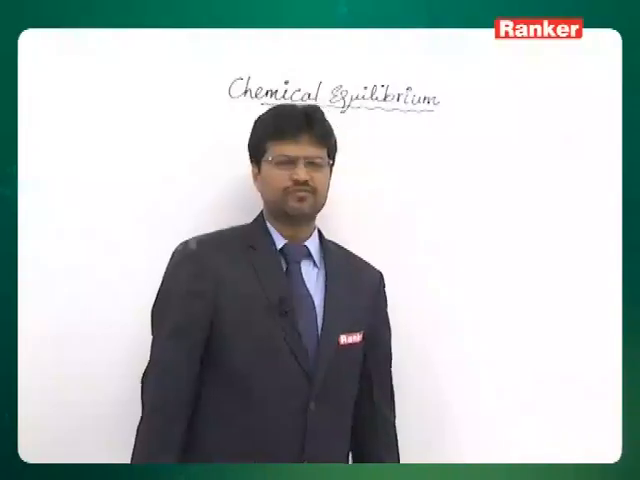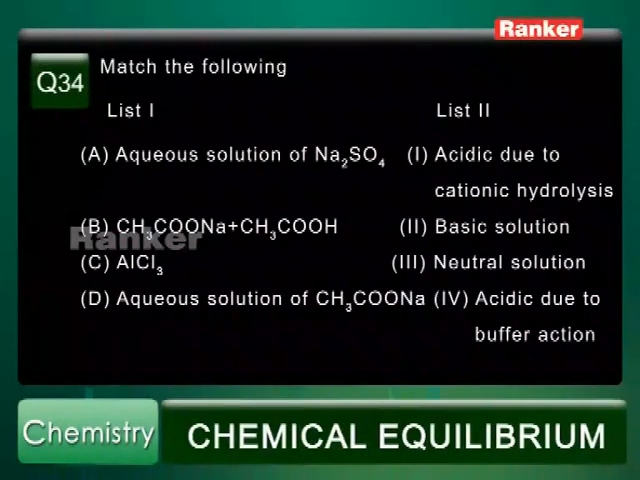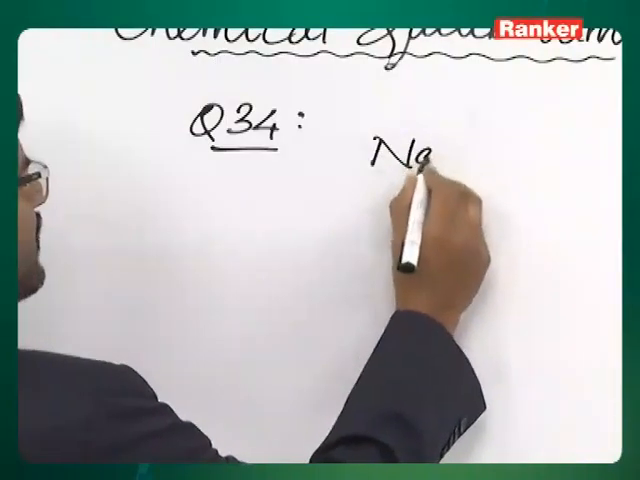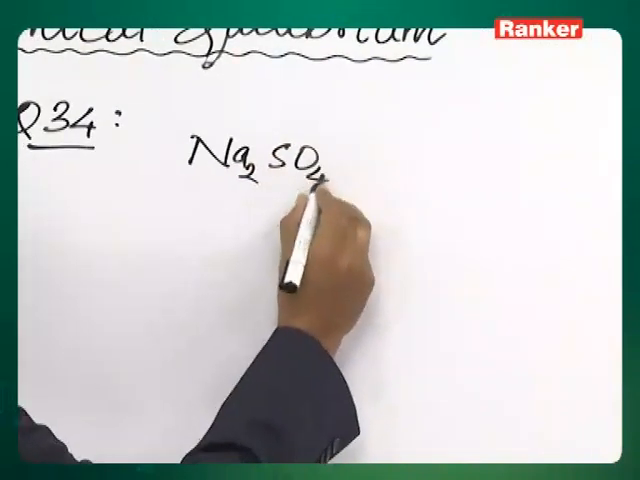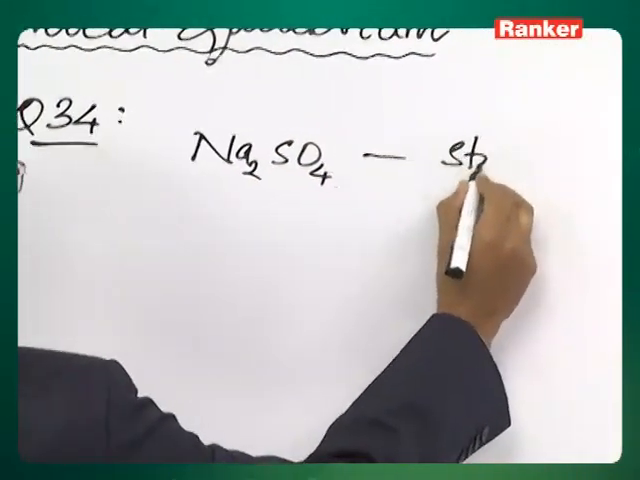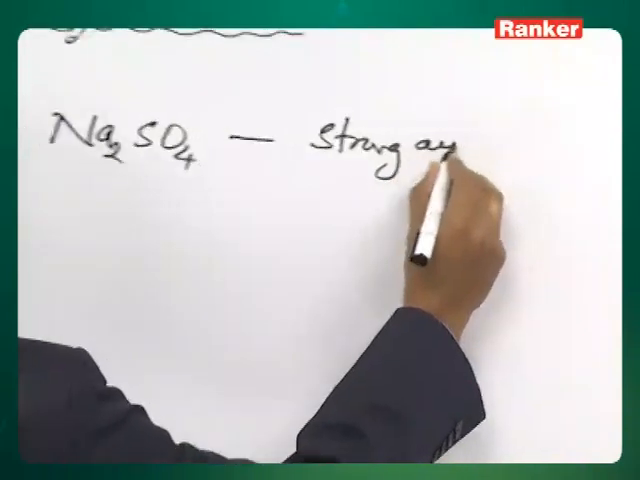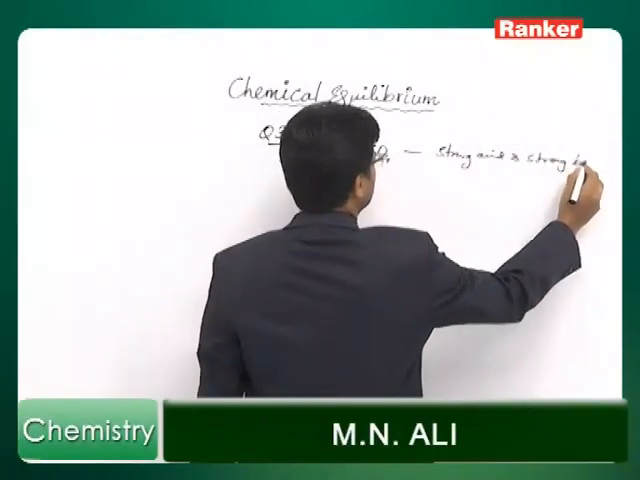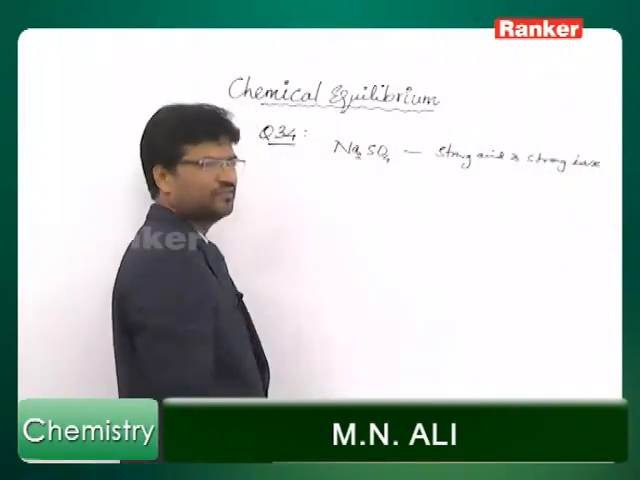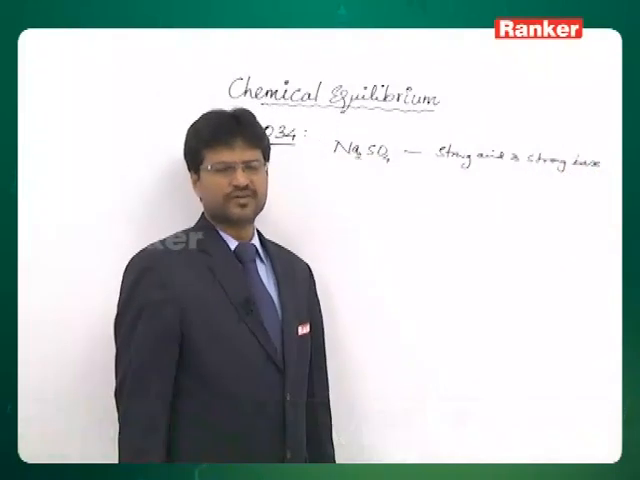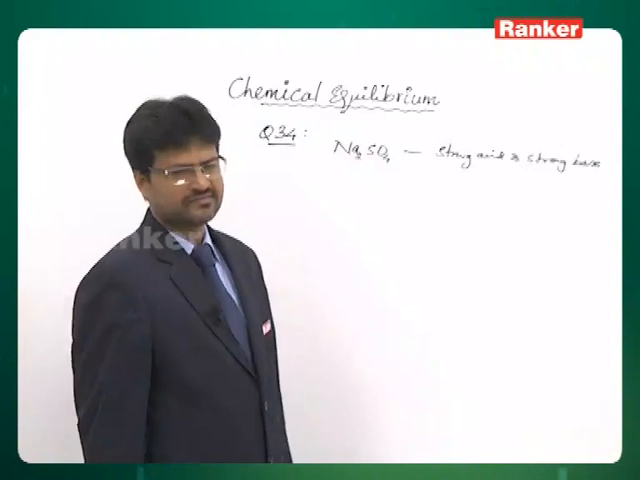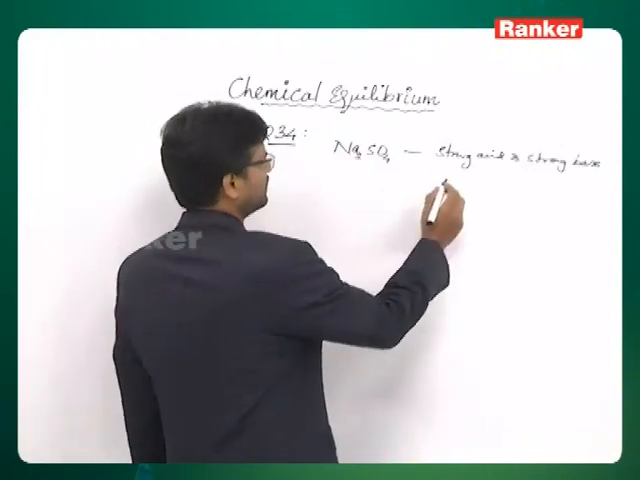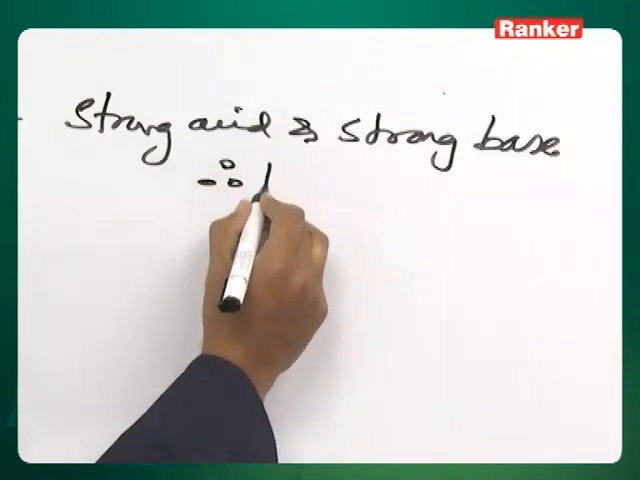Question number 34. We have to match with the nature of solution. Sodium sulfate is a salt of strong acid and strong base. So its aqueous solution will be neutral. So A should be matched with 3. Neutral solution. Therefore neutral.